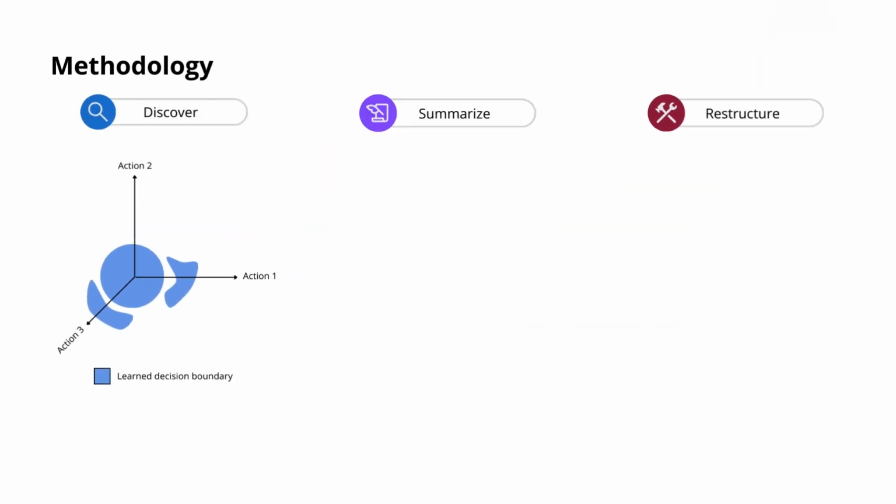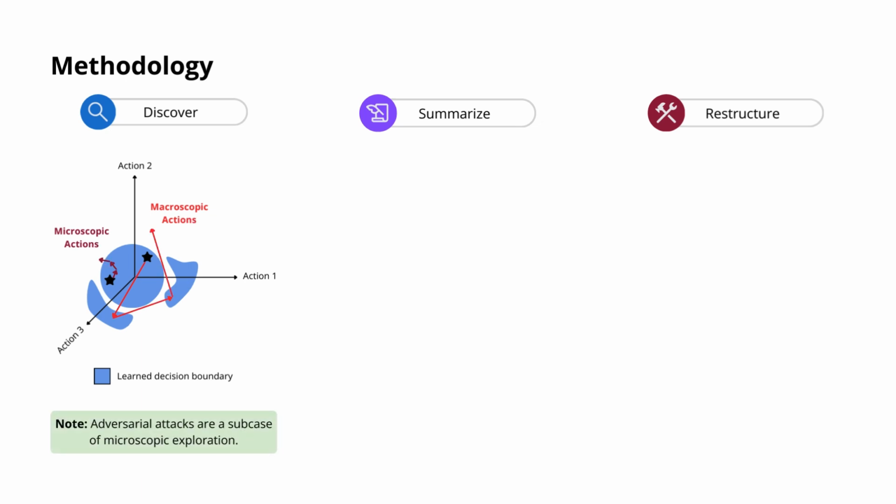We propose 2 methods to identify these failures: microscopic actions, which involve taking small steps from the boundary's edge, and macroscopic actions, which involve making large jumps between decision boundaries.